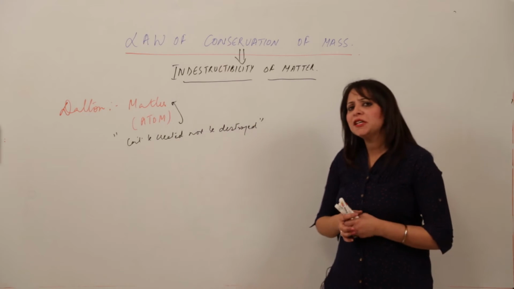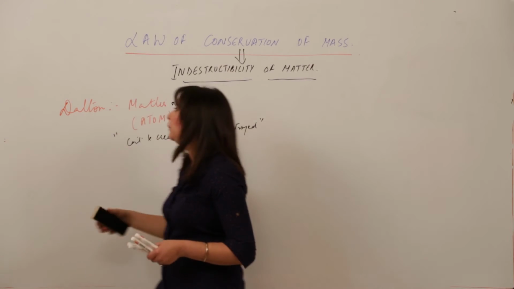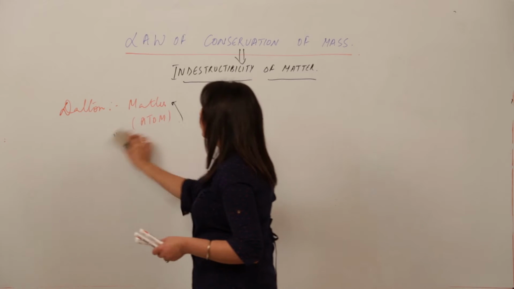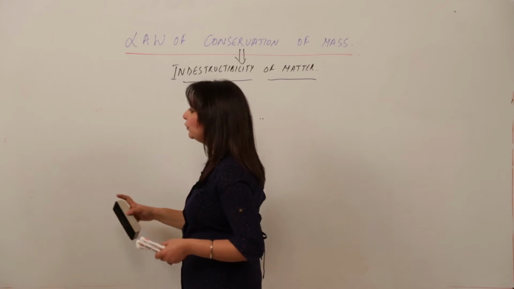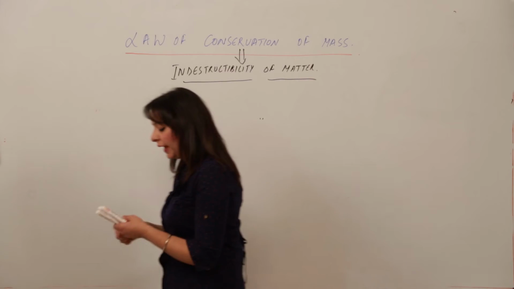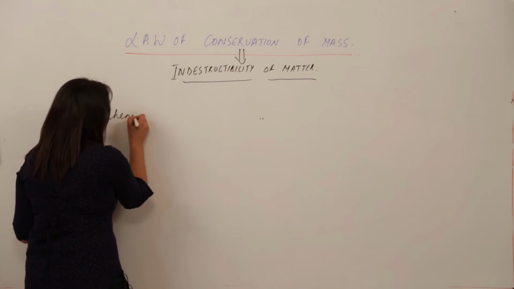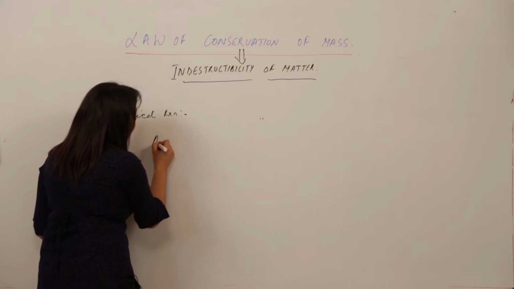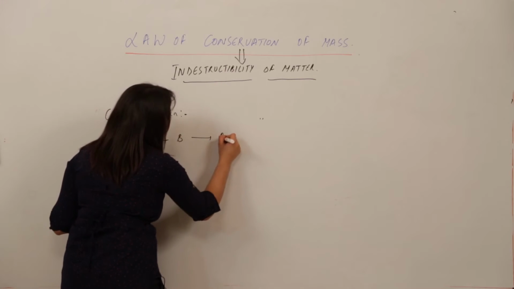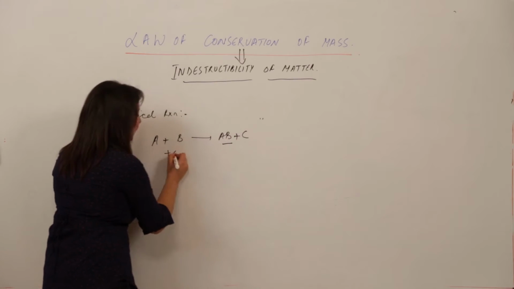Now the question must be coming to your mind, what do you mean by the chemical reaction? What exactly is a chemical reaction? So before we take this topic, law of conservation of mass, I want you to know what actually a chemical reaction is. See, a chemical reaction is a process in which some substances are mixed and some new substances are formed.